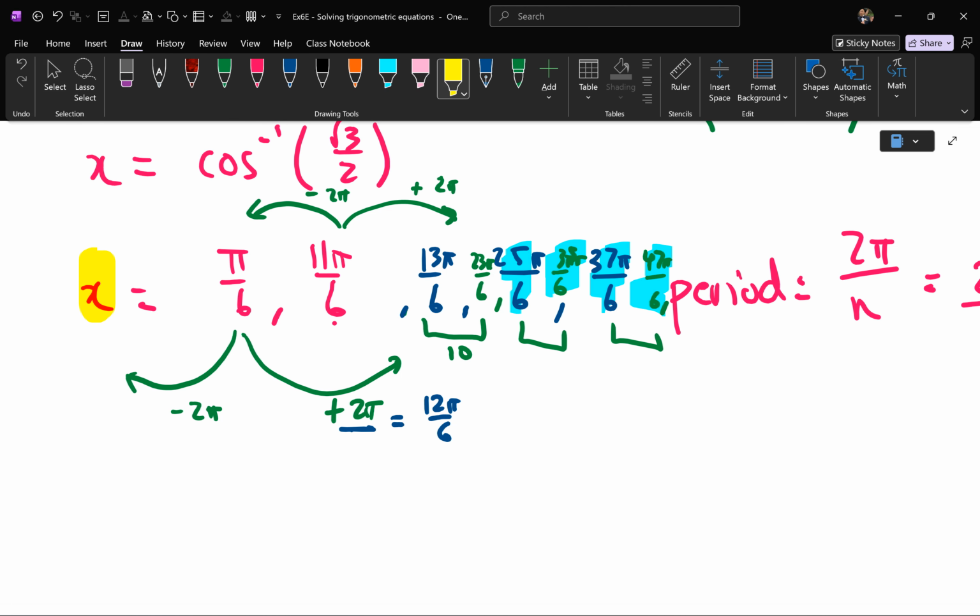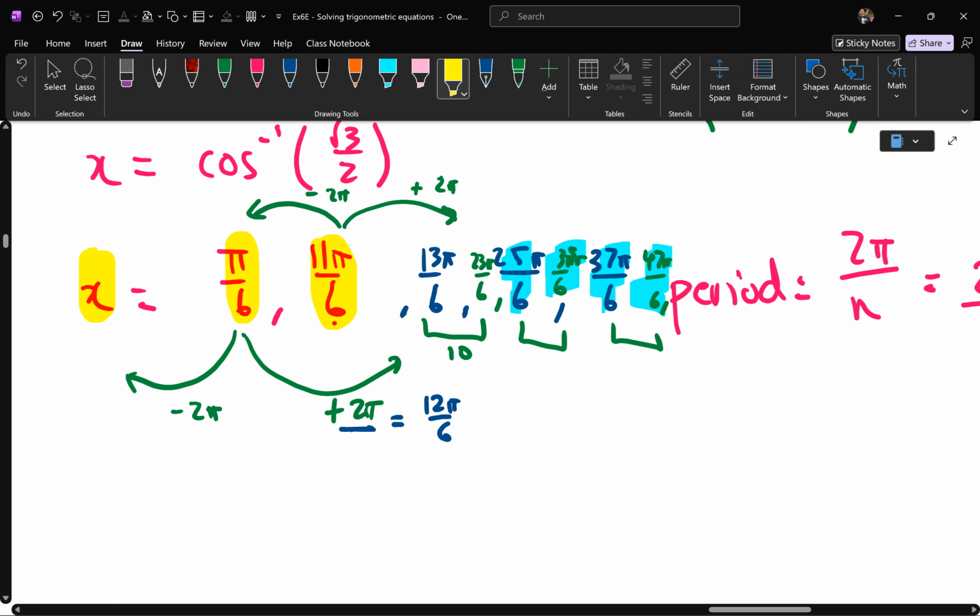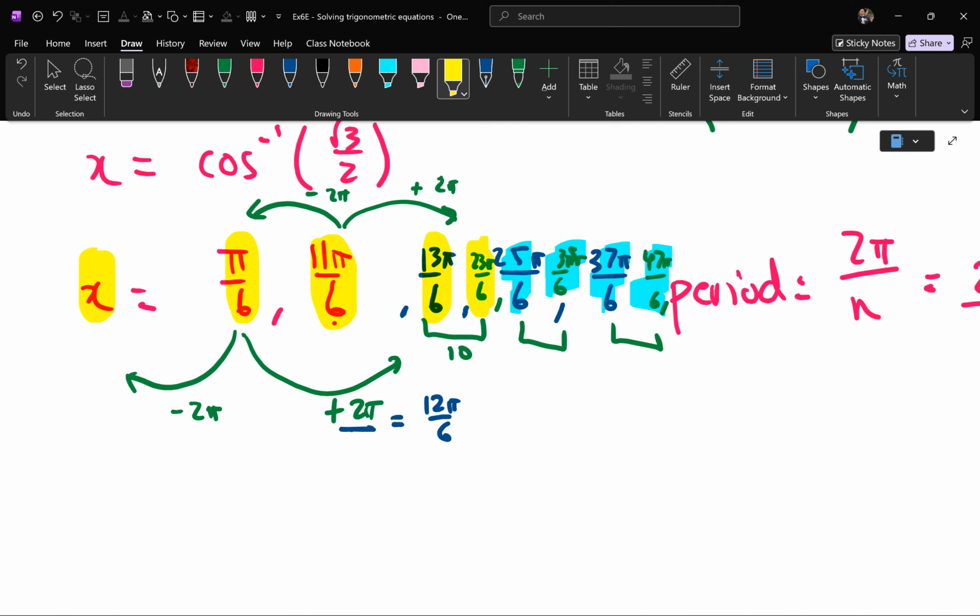So right now I know the ones that we can keep. Pi on 6, 11 pi on 6, 13 pi on 6, and 23 pi on 6 at least is to the right. Now I've got to go back to the left and check, what if I minus by 2 pi? So what if I minus 12? But if you minus 12, this one will become negative pi on 6.